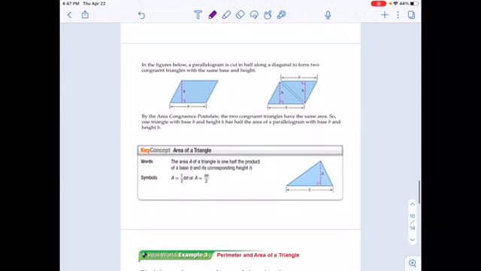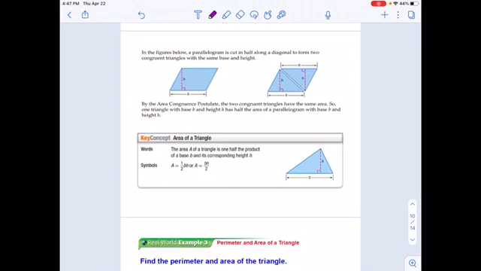All right, now we're going to transition over to triangles. You'll notice in the figure below, a parallelogram is cut in half along the diagonal to form two congruent triangles with the same base and height. So because it's a parallelogram, the bases are the same. The height is the same all the way across. You can cut these triangles into two congruent triangles, meaning that they have the same area.